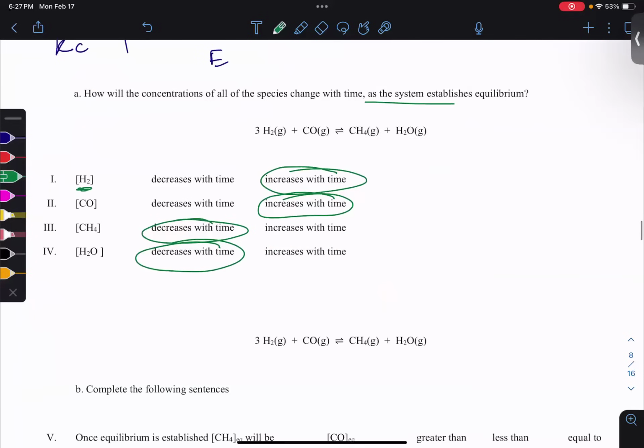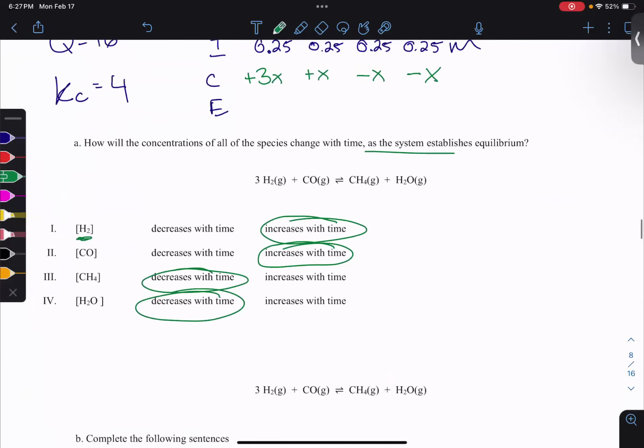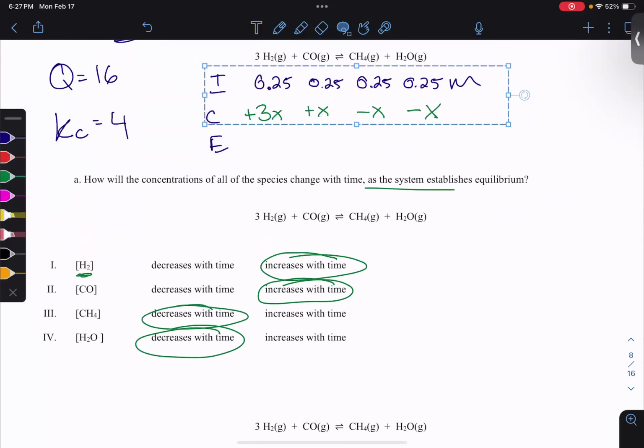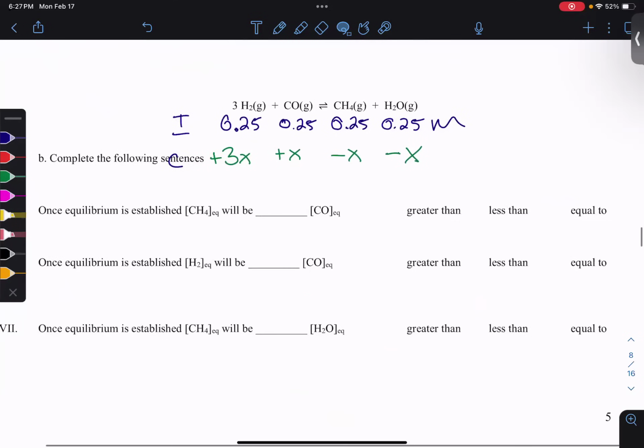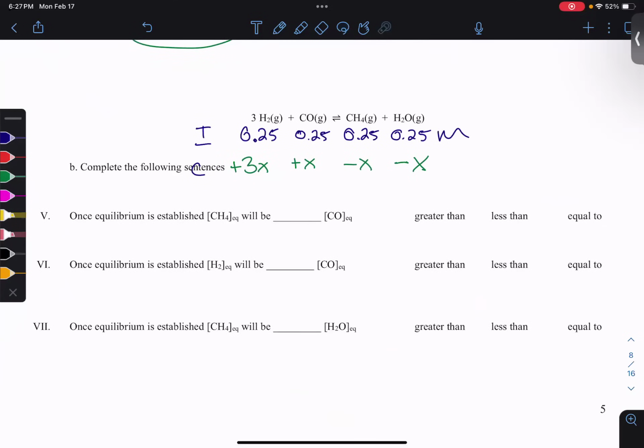Is there a follow-up here? Yes. Okay, so here's the follow-up. I'm going to move this down here, just so we can see it again. Complete these following sentences. Once equilibrium is established, the CH4 concentration will be what compared to the CO concentration? Will it be greater than, less than, or equal to? Notice what we are comparing. We're comparing the CO concentration to the CH4 concentration. So which one is going to be greater at equilibrium? CO, yeah, CO is going to be greater, because of the plus x.